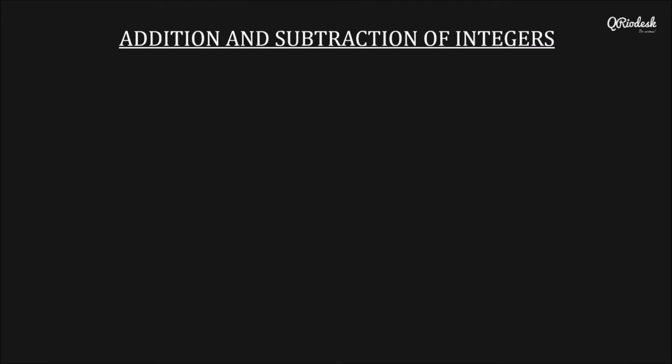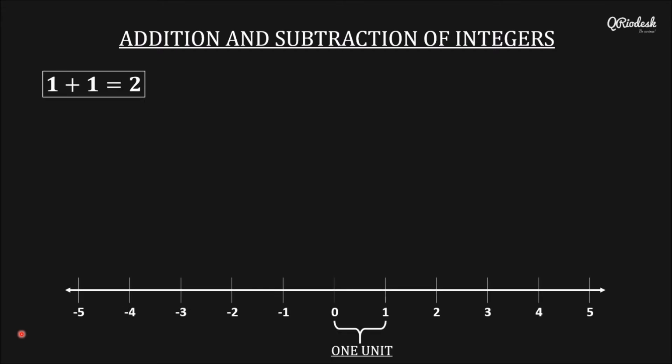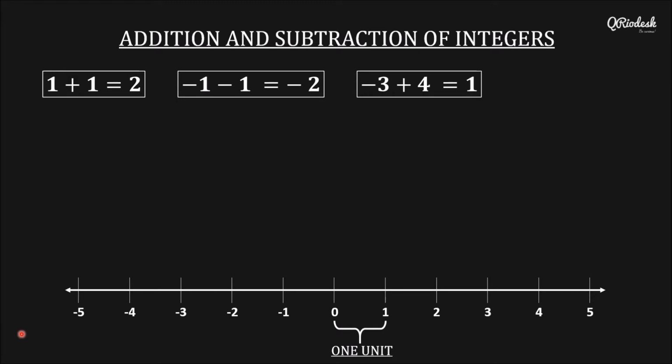Okay, now we will learn about addition and subtraction of integers, and I have 4 examples here. First one is 1 plus 1, which equals 2, we all know. And -1 minus 1, we will end up at -2. -3 plus 4 is 1. 4 minus 5 is -1. So let's try to understand these examples one by one.